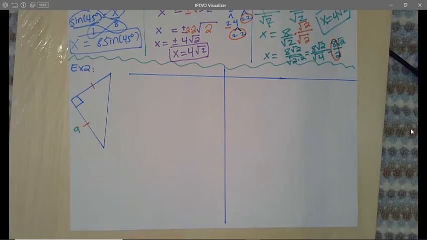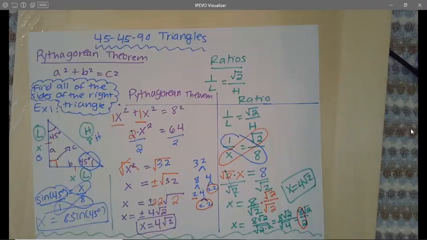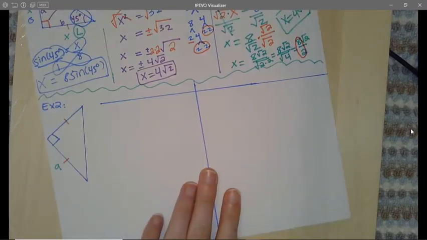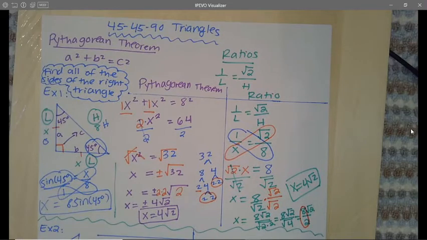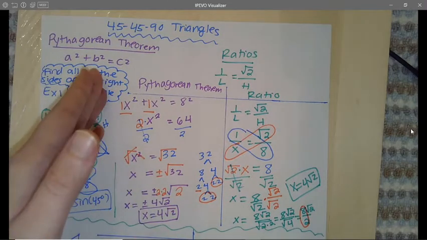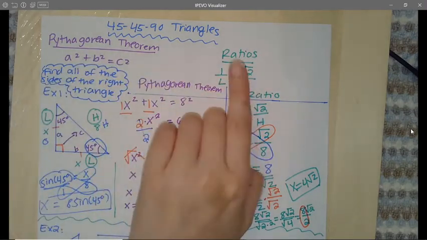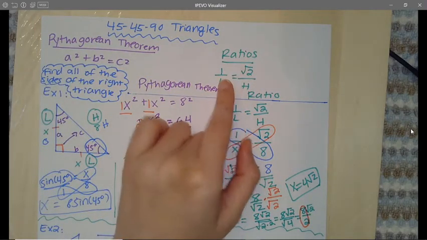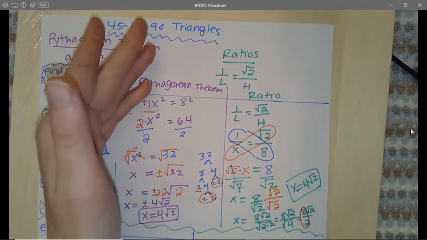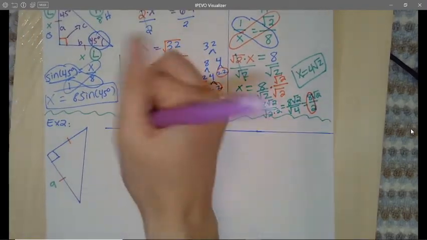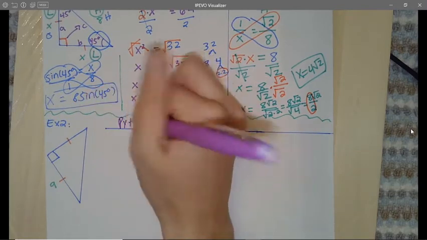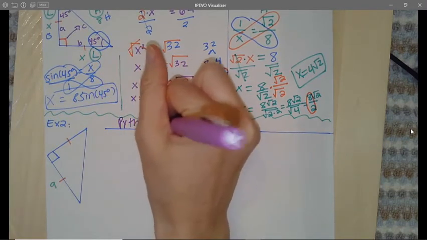Hi everyone, let's start example 2. So again, I'm going to show you how you can solve for the sides of a 45, 45, 90 triangle using both the Pythagorean theorem and these nifty ratios. Remember, these ratios only happen if you have a 45, 45, 90 triangle, so just be careful. Alright, so I'm going to show you again by using the Pythagorean theorem.